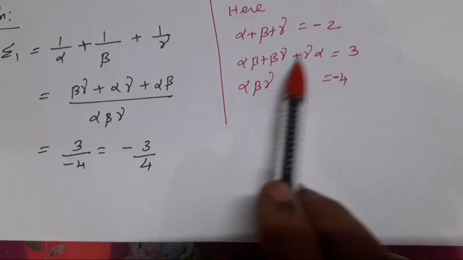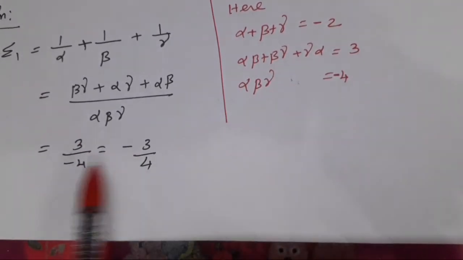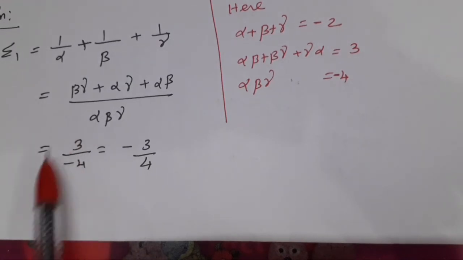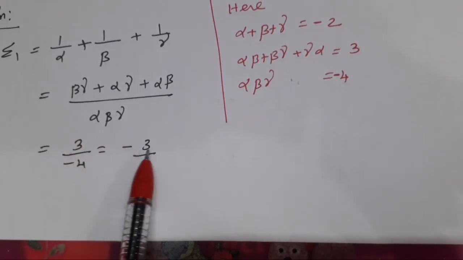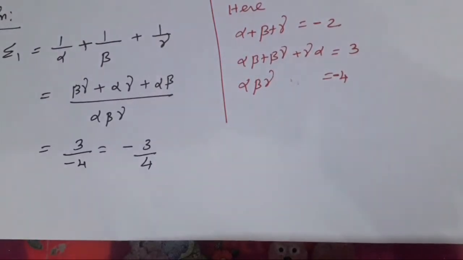Alpha beta, beta gamma, gamma alpha is 3. 3 by alpha beta gamma is nothing but what? Minus 4. 3 by minus 4. Then the minus sign goes to the numerator. That is nothing but what? Minus 3 by 4. So summation of 1 is nothing but adding the 3 roots.